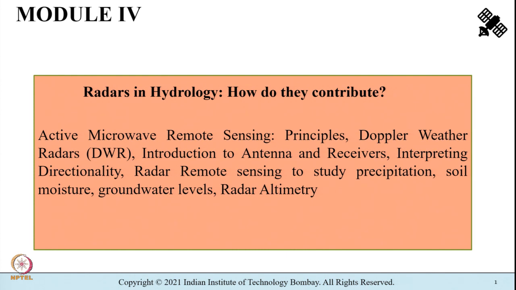as in how do they give us information about precipitation, that is rainfall intensity in millimeter per hour, how do they help us understand soil moisture, up to what depth of soil moisture can radars measure. We shall also try to cover topics wherein radar remote sensing is used to study more about the groundwater levels, as well as about radar altimetry. So that is the whole summary of this particular module 4.